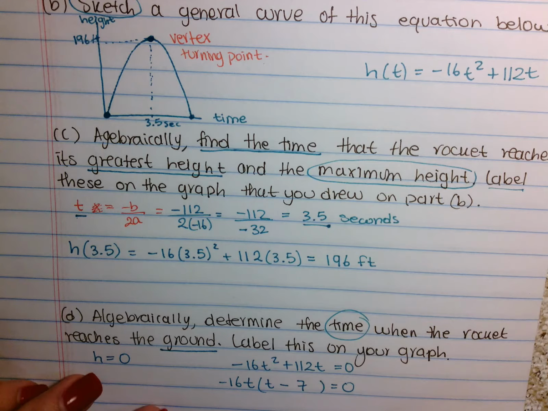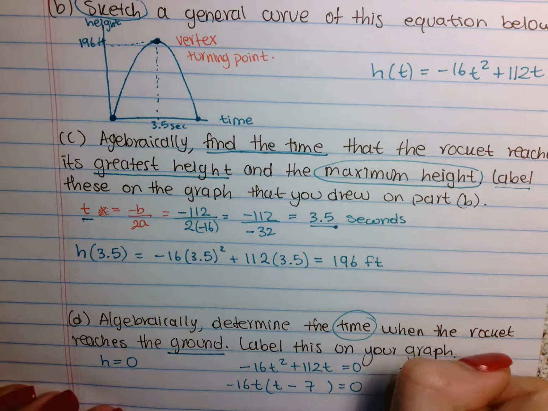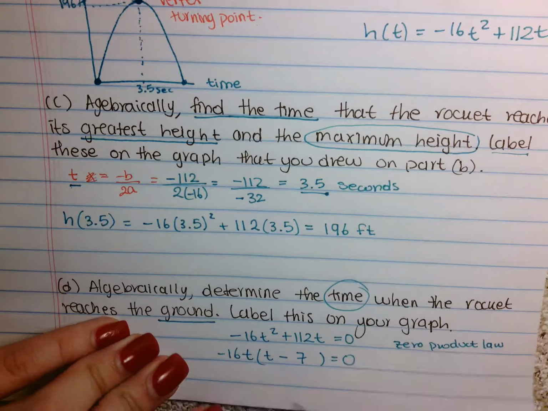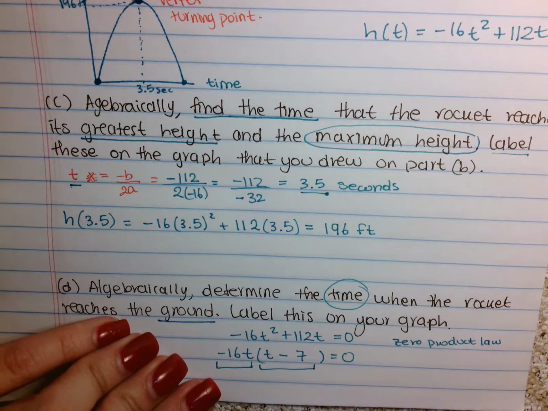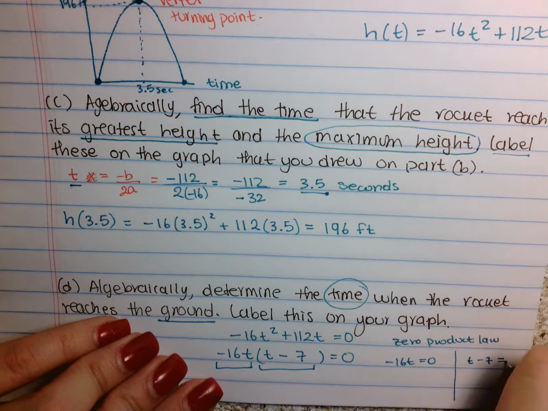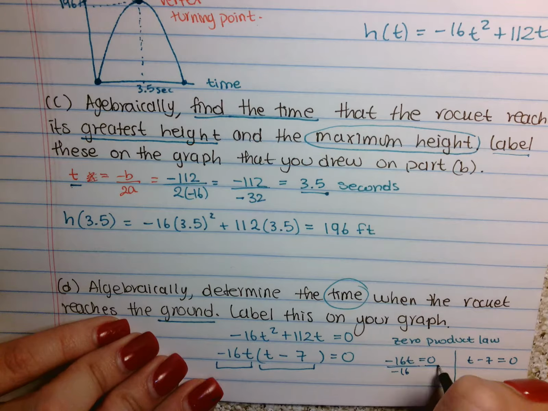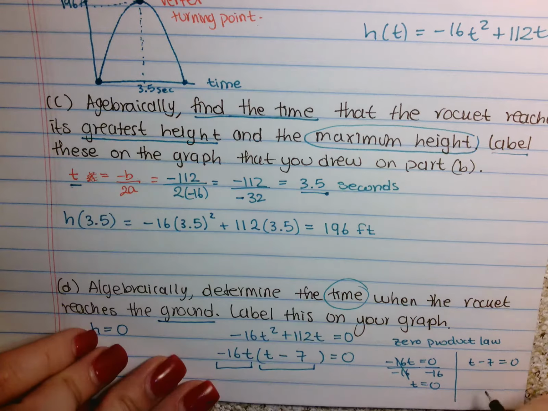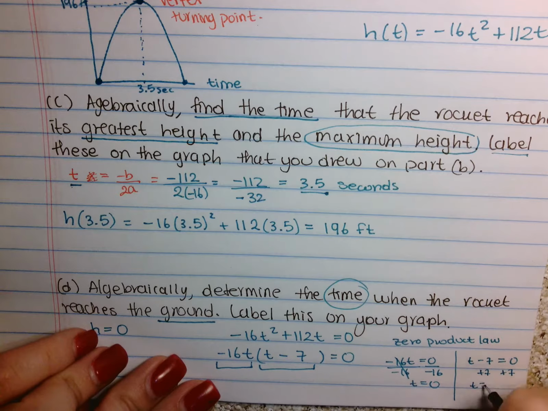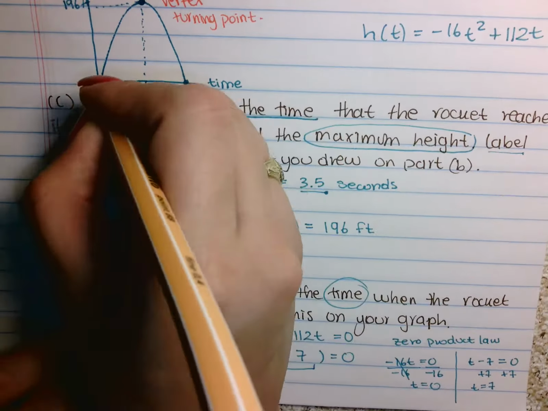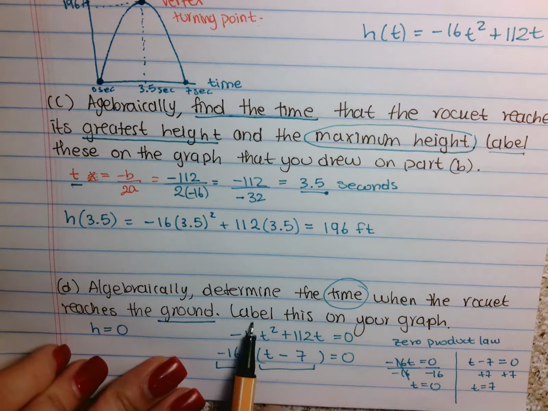And then from here, using your zero product law to solve for t. That's the part where we take each piece, set it equal to 0, and solve for t. So negative 16t is equal to 0, and the other one, t minus 7 equals 0. Solve for t: divide by negative 16, divide by negative 16, t equals 0. Boom, that was this point right here. We got it. And the next one, plus 7, plus 7, t equals 7. That has to be this one. So this one is 7 seconds. This one is 0 seconds. Okay, so there again, I'm labeling this on my graph.